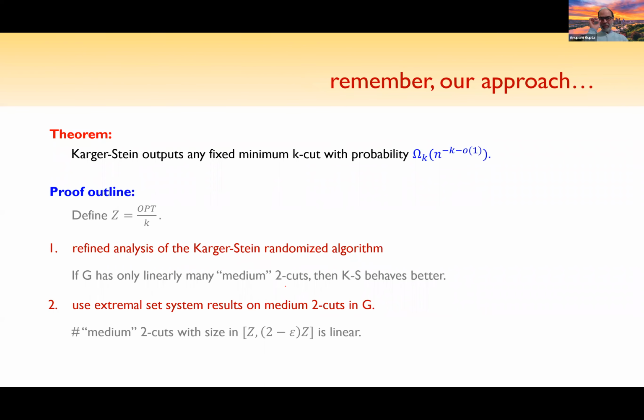Good. So let's finish with the first part. I showed you if the graph has a linear number of medium cuts, then the Karger-Stein analysis is weak. Then we can do better. The algorithm is better than advertised. So now, in the remaining 20 minutes or so, I'll show you why the number of medium cuts is linear. So I'll prove this result.